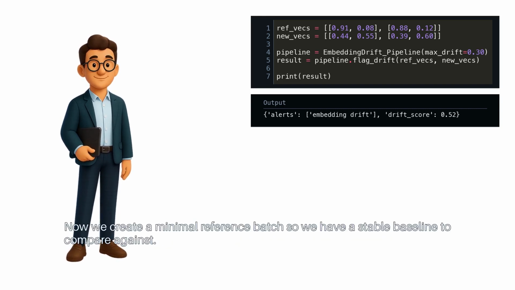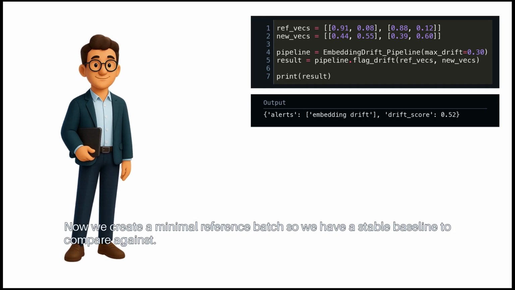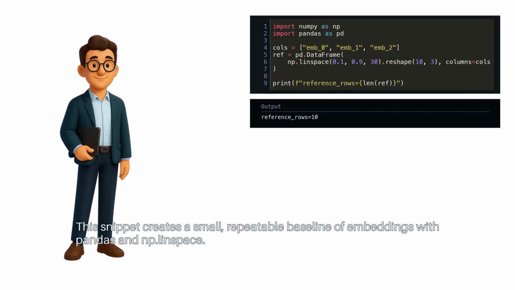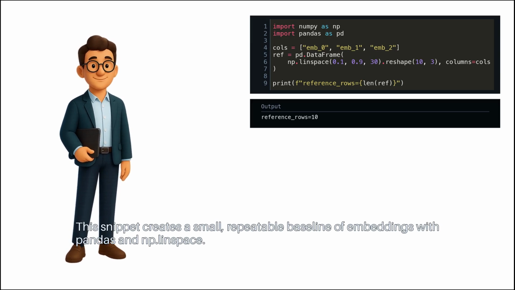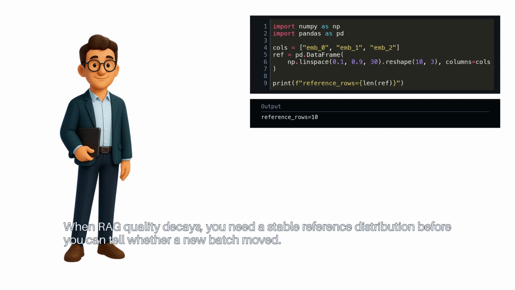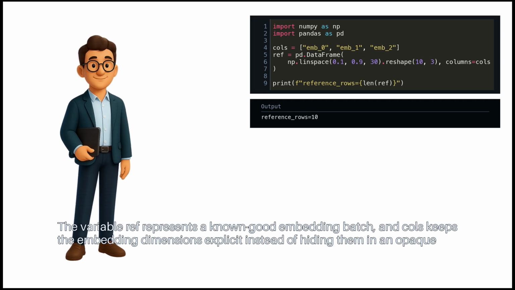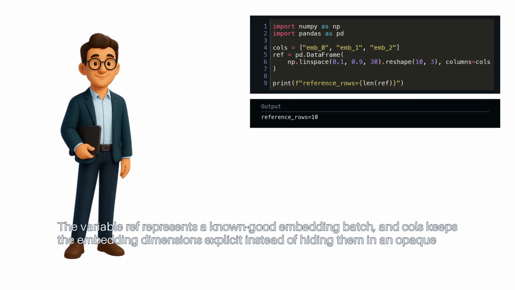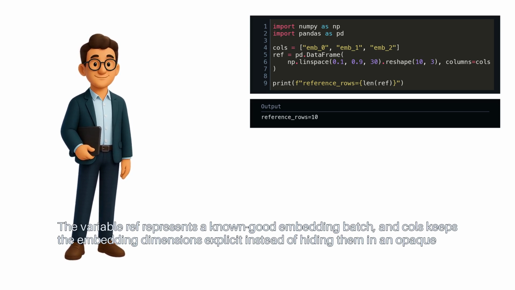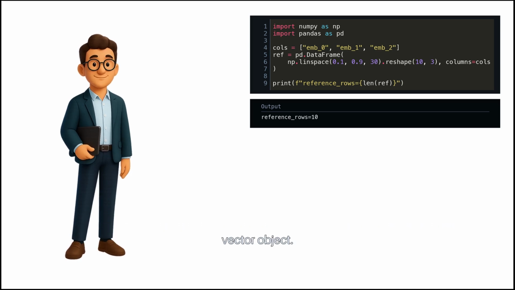Now we create a minimal reference batch, so we have a stable baseline to compare against. This snippet creates a small, repeatable baseline of embeddings with pandas and np.linspace. When RAG quality decays, you need a stable reference distribution before you can tell whether a new batch moved. The variable ref represents a known good embedding batch, and cols keeps the embedding dimensions explicit instead of hiding them in an opaque vector object.